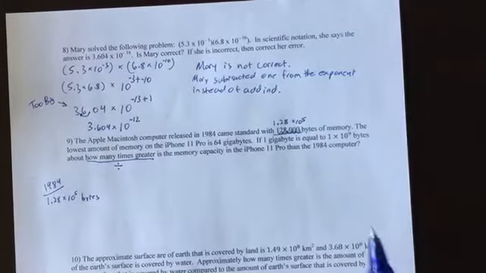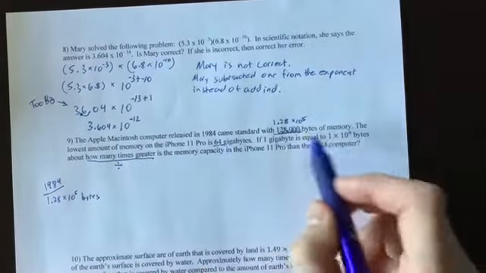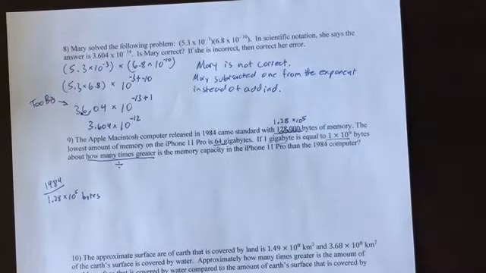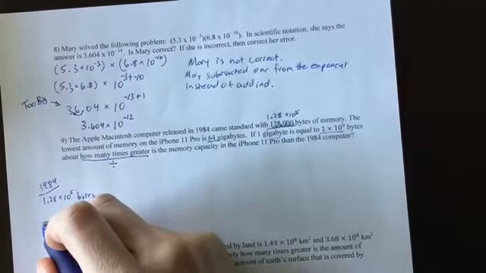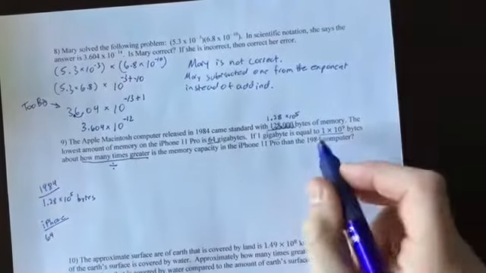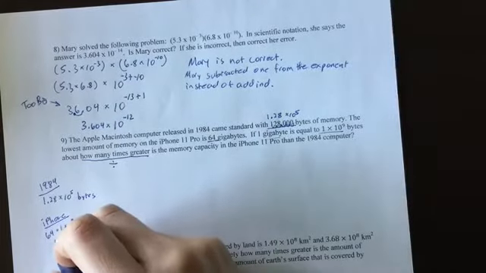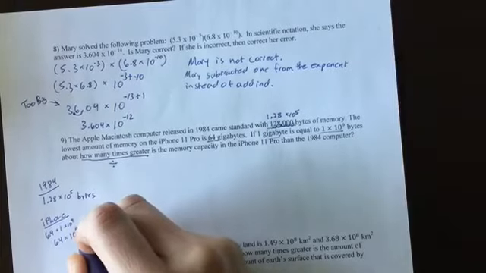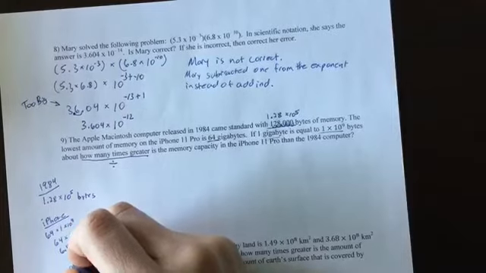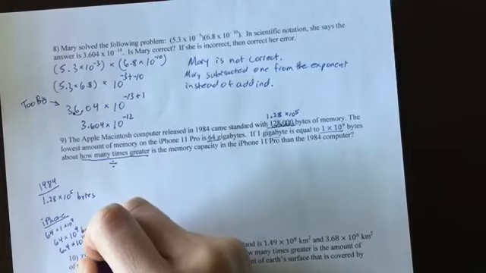bytes. Okay. And the iPhone 11 Pro has 64 gigabytes, and 1 gigabyte is equal to 1 times 10 to the 9th. So we want to get into the same unit. So I'm going to say let's do everything in bytes instead of gigabytes. If it's 64 gigabytes, and I want to know how many bytes, it would be 64 times 1 times 10 to the 9th. So that's going to be 64 times 10 to the 9th bytes. And if we want, we can put that into proper scientific notation: 6.4 times, and that was too big, so we add 1, 10 to the 10th bytes.